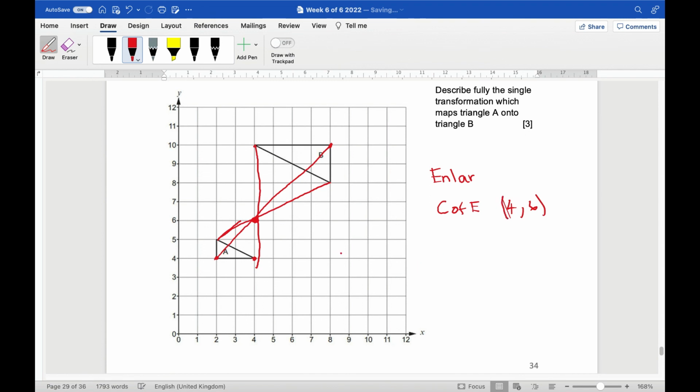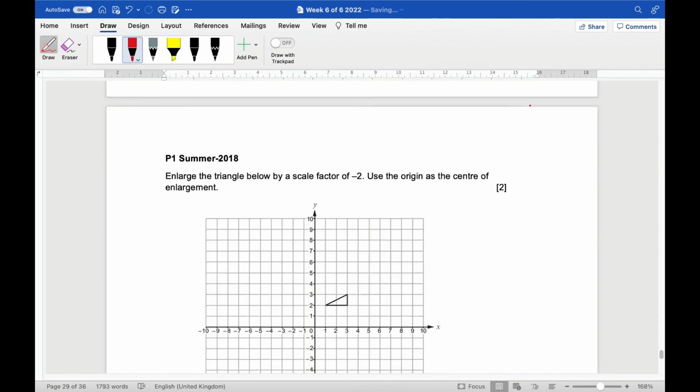And finally, the scale factor. Now, whenever it looks like a rotation, it's a negative scale factor because it's being enlarged in the other direction from the dot, not in the same direction. Okay, so B is twice as big in the other direction from the dot, twice as big and twice as far away in the other direction from the dot. So my scale factor is -2, and you must give those 3 bits of information at higher tier to get the 3 marks. And the last couple are going to be like that, aren't they?